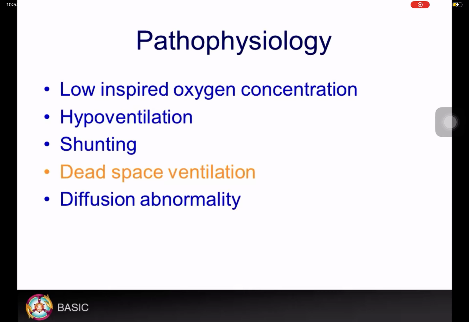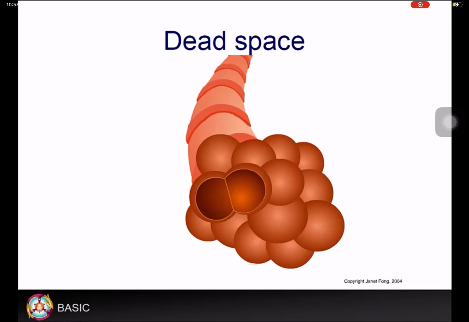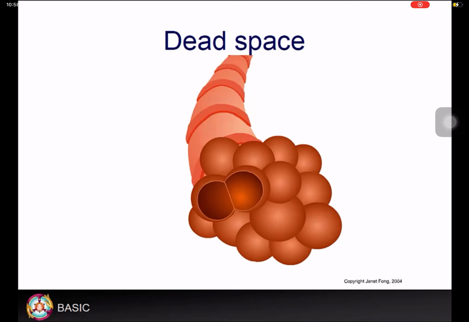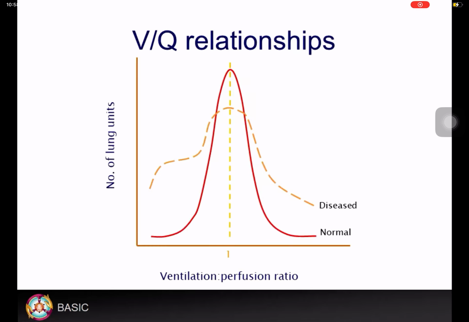The other extreme of VQ mismatch is dead space ventilation. This occurs when alveoli are ventilated but not perfused. Clearly, shunting and dead space ventilation are the extremes of ventilation-perfusion mismatch, and less extreme forms of mismatch exist. Indeed, acute respiratory failure is characterized by an increase in the spread of ventilation-perfusion ratios, as opposed to the normal situation where ratios are closely clustered around 1.